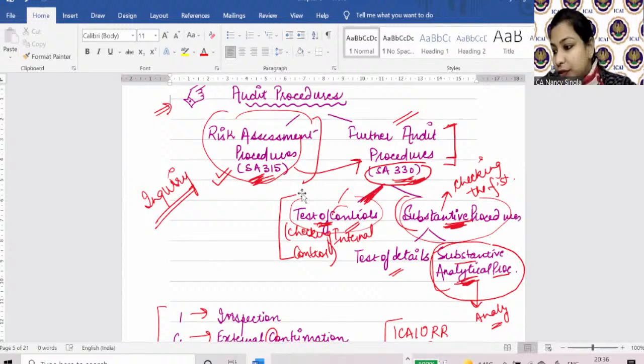And someone was asking me, ma'am, किसका रिप्लाई करना है? संदीप, send in your query again. Someone was asking me, ma'am, कि सब्सटैंटिव प्रोसीजर और सब्सटैंटिव एनालिटिकल प्रोसीजर में डिफरेंस है? हाँ बहुत बड़ा डिफरेंस है, एनालिटिकल वर्ड का डिफरेंस है. एग्जैक्टली क्या डिफरेंस है, we will be discussing in our next session, ठीक है.